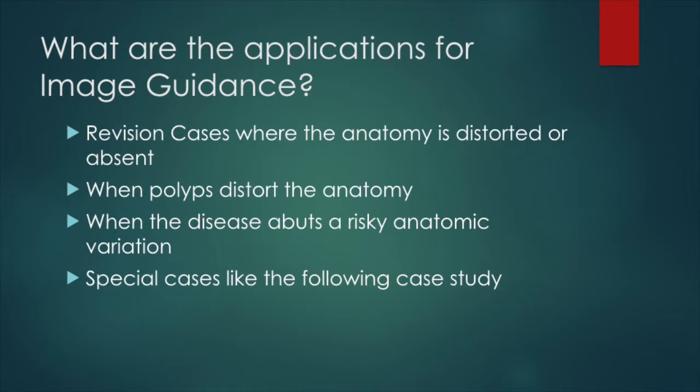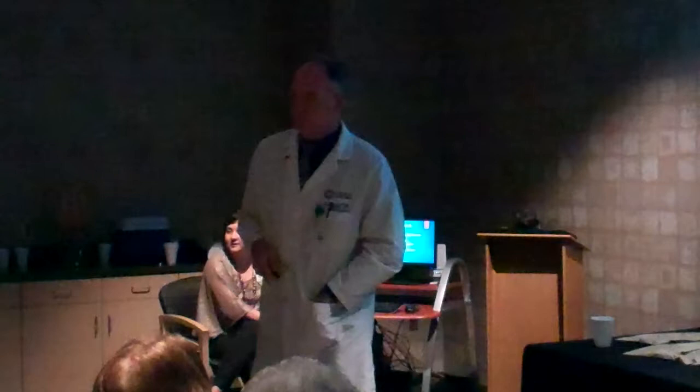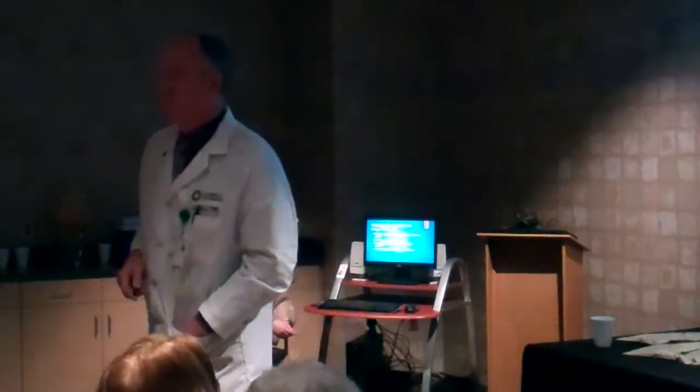So in that CT scan where I showed you where the skull base is coming across and then it dips down, that's a risky anatomic variation. When there's disease right up against that I have to clean out, well, the insurance company says it's okay to use it. And then special cases, like the one you're about to see. Are there any questions? Do you understand?